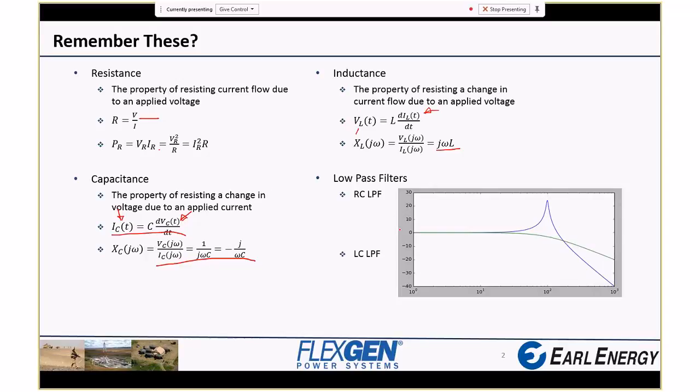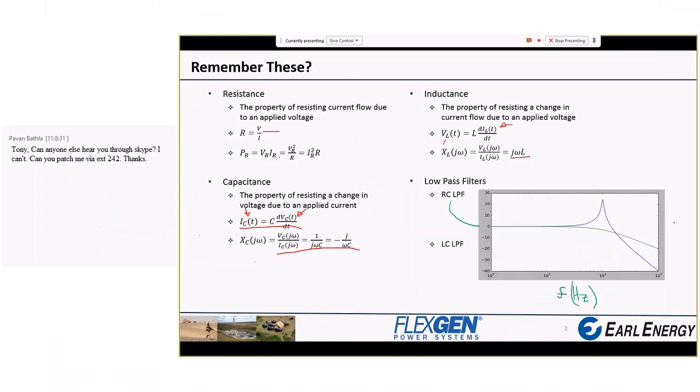And we did talk about some basic low-pass filter concepts last time. What we had was an RC low-pass filter, in green, and I didn't put any axes on here. This is frequency in hertz along the x-axis, and this is the magnitude of the transfer function, H, as a general thing.